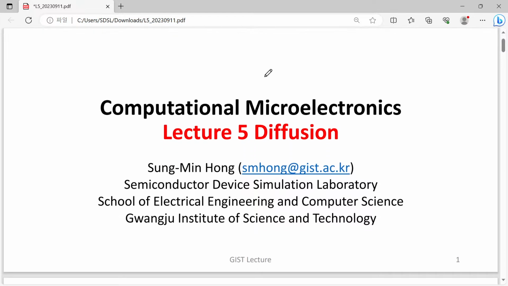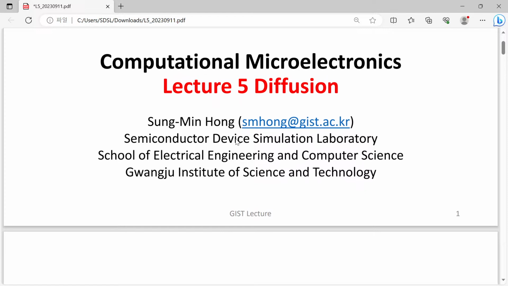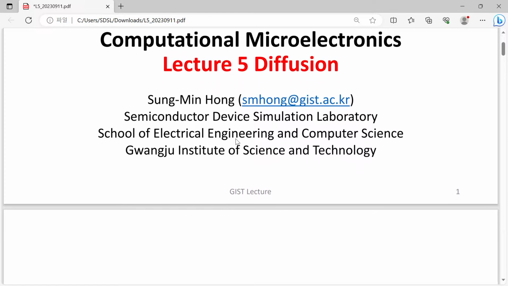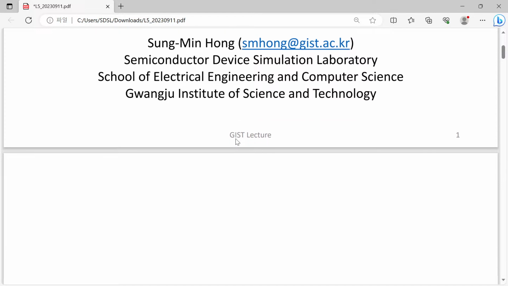Okay, so this is lecture 5. Still we are working on diffusion, and in the previous lecture we introduced how we can solve the steady state diffusion equation and also the time transient diffusion equation for one species. So today we will talk about what will happen if we have to consider multiple species, and also how to consider the electric field effect in our calculation.